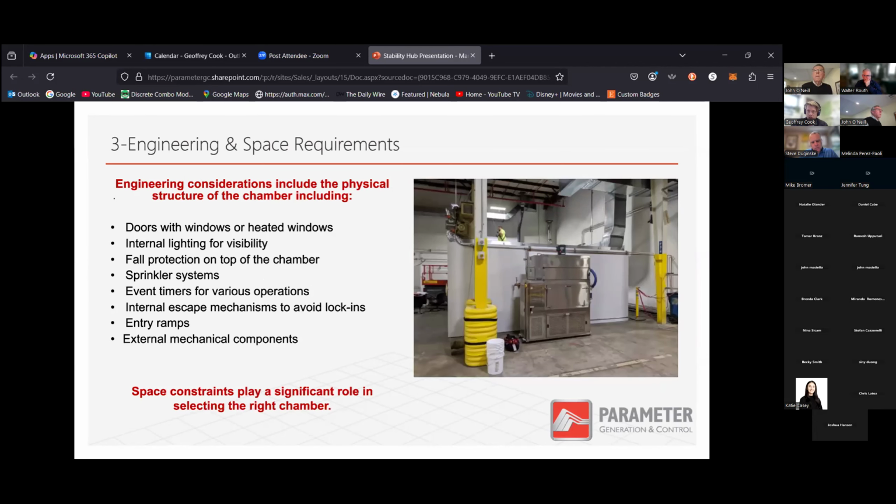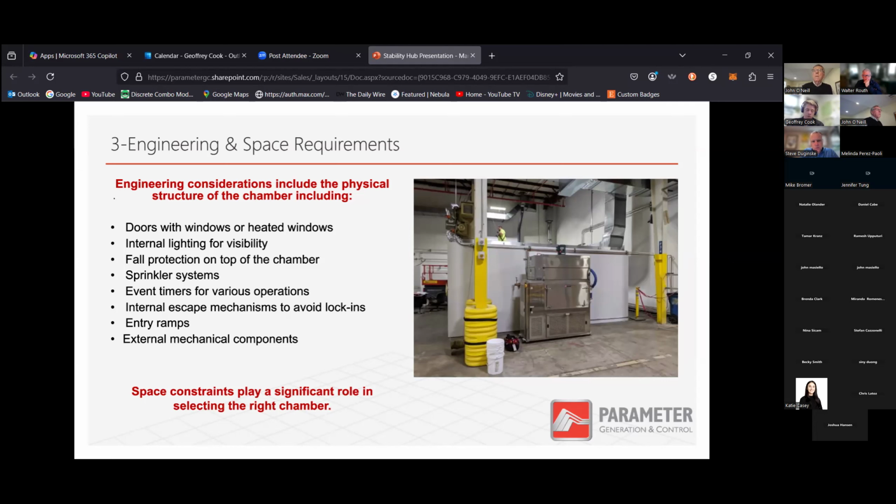So here in this slide, you can actually see one of our large units conditioning a chamber. So one of the first things that we look at when we are engineering and looking at the space requirements of your room is just very simple, but can sometimes have a pretty big impact. Where do you want the door? Do you want the door to swing inwards or outwards?